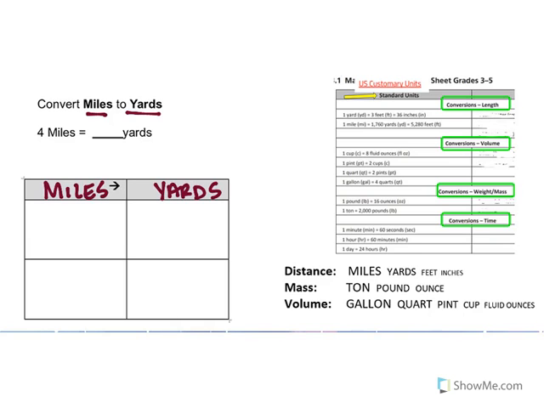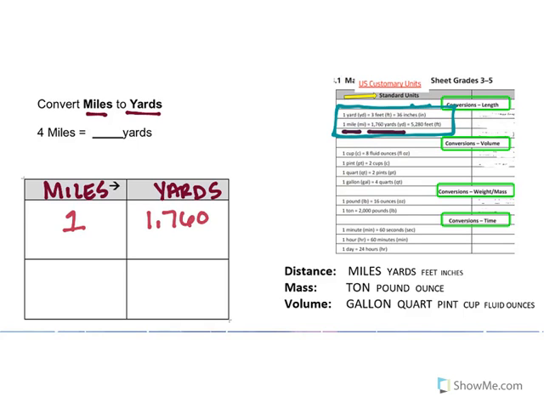Okay, step one is we need to find our conversion rate for miles to yards. I know that miles to yards is a distance measurement, and I can see in the chart that 1 mile is equal to 1,760 yards. So we're going to go ahead and put that rate into our chart. 1 mile is equivalent to 1,760 yards.